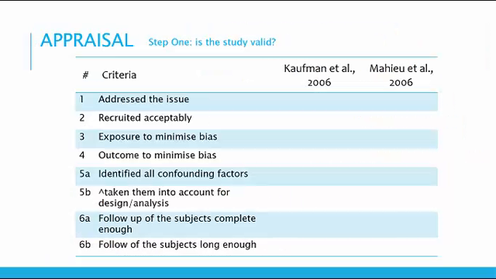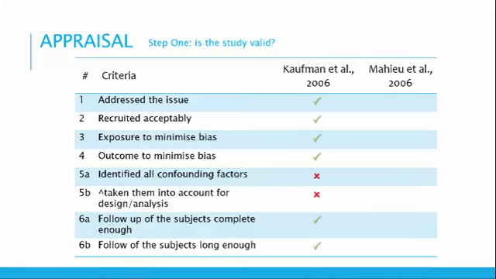We critically appraise the evidence using the CASP, Critical Appraisal Skills Programme, approach. There are 3 steps in the CASP approach. Step 1, is the study valid? Which aims to answer the following: Was the issue addressed? Was it recruited in an acceptable way? Were the exposure and outcomes accurately measured to minimize bias? Have the authors identified all important confounding factors and taken these into account in the study design? Was the follow-up complete and long enough?